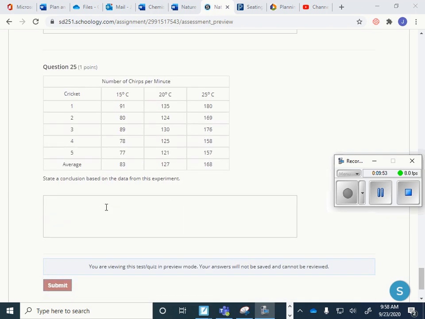And the last question, 25. State a conclusion based on the data from this experiment. What was the scientist able to learn?